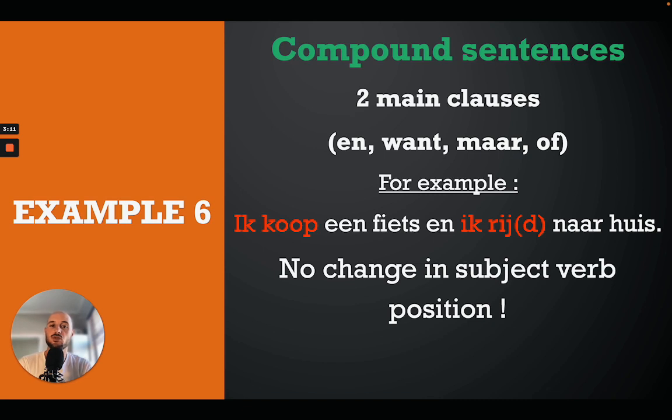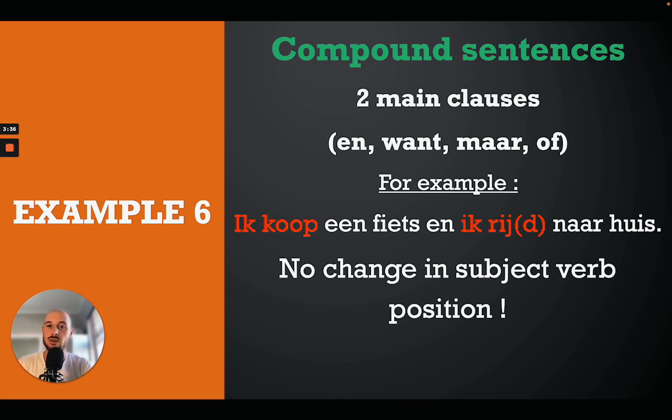We'll start off with 2 main clauses. What is a main clause? It's a sentence which can be independent and grammatically correct. Ik koop een fiets, point, correct. Ik rij or ik rijd naar huis, also correct. What's the difference between rij and rijdt? Well, rijdt is the official one, but in Belgium and the Netherlands, you will hear ik rij quite a bit. Right? So these 2 sentences, they can stand on their own.